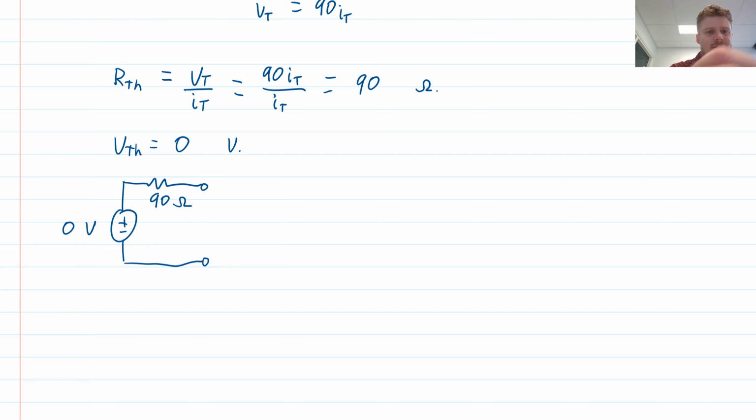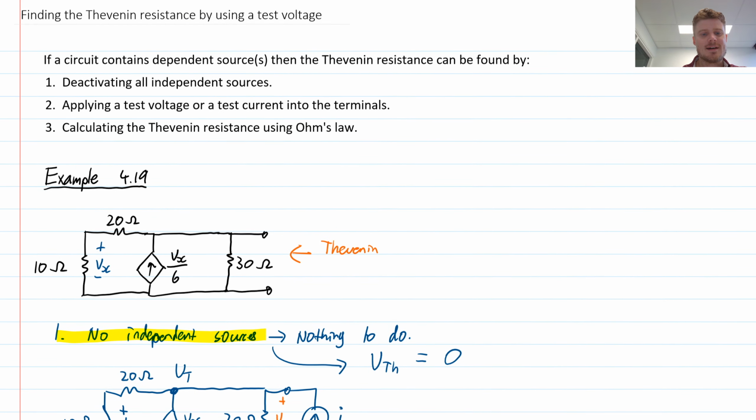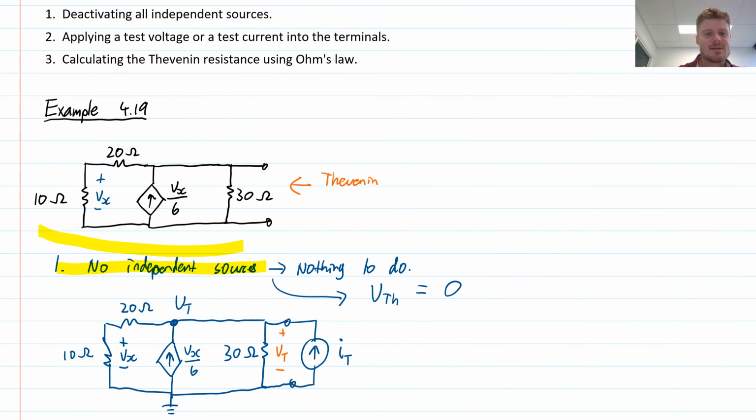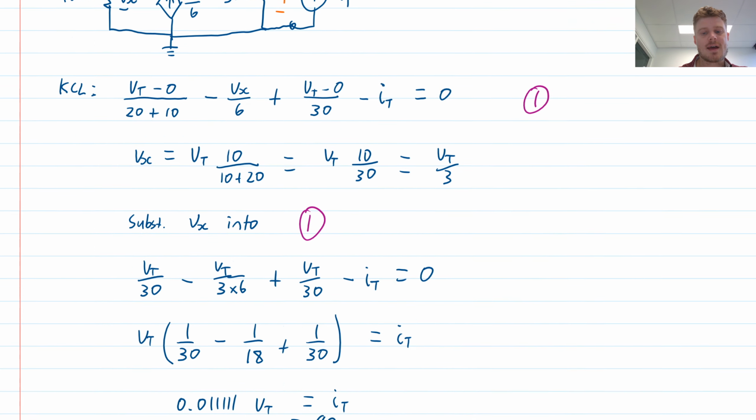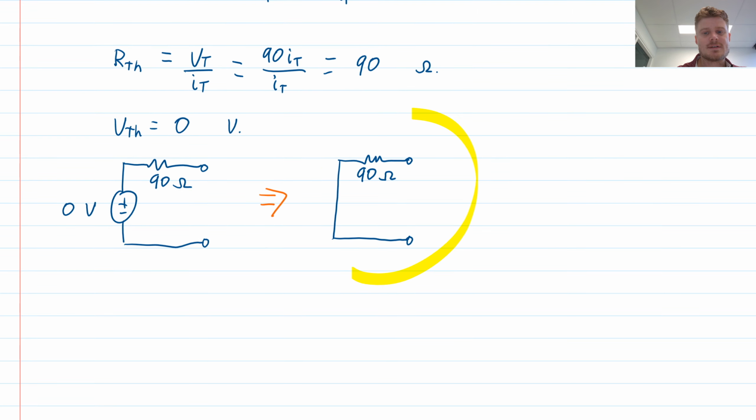Well, remember, we also learned that a voltage source of 0 volts is the same as just a short circuit. So our Thevenin equivalent is actually just this, a single resistor, which is 90 ohms. So all of this circuit here collapses down into just a single resistor, and that single resistor is just 90 ohms. So that's the final simplified form of our circuit.